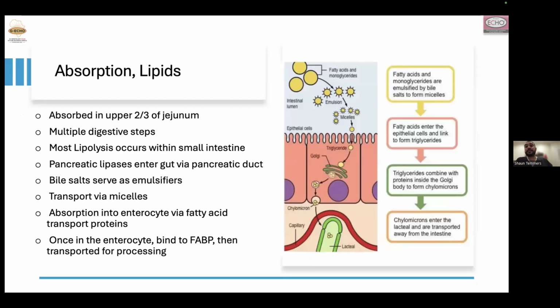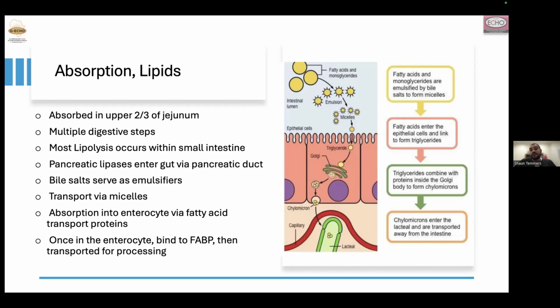Now, if we look at lipids, most lipids are absorbed in the upper 2/3 of the jejunum. It's a multi-step process of which we won't cover all of it in this particular talk, but the important parts of that multi-step process is that most lipolysis occurs within the small bowel. So pancreatic lipases enter the gut via the pancreatic duct. Bile salt serves as an emulsifier for these fats.